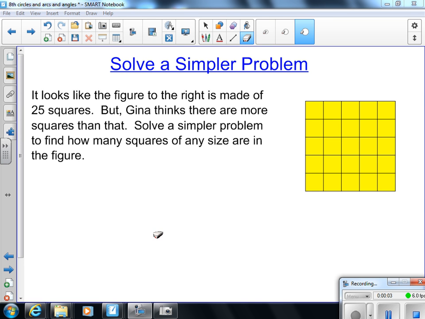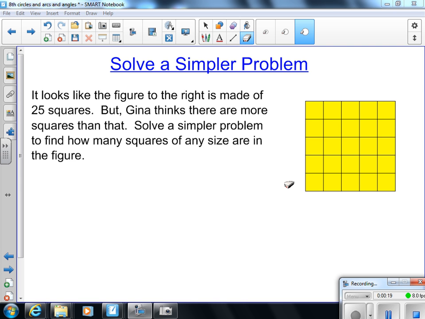Today we're going to work on solving simpler problems for a problem-solving strategy. So to start with, we're going to look at an example. It looks like the figure to the right is made up of 25 little squares, but Gina thinks that there are more squares than that.